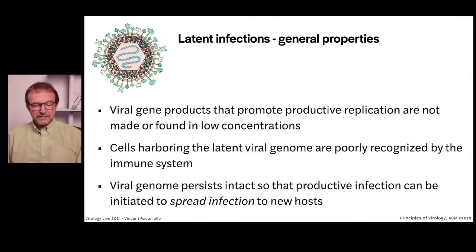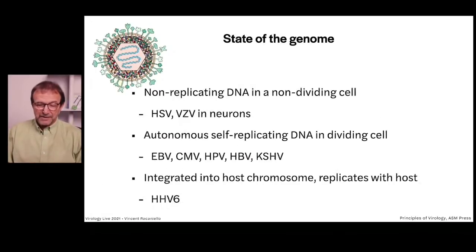All right. Let's move on to latent infections. Now, these are the ones caused by herpes viruses, and they get a separate name, but they're persistent infections. And some general properties. First, gene products that promote productive replication are not made, or they are found in low concentrations. Viral gene products. The cells are poorly recognized by the immune system, and the viral genome persists intact so that we can get a new productive infection and spread it to new hosts, which of course is the driving force in evolution of viruses.